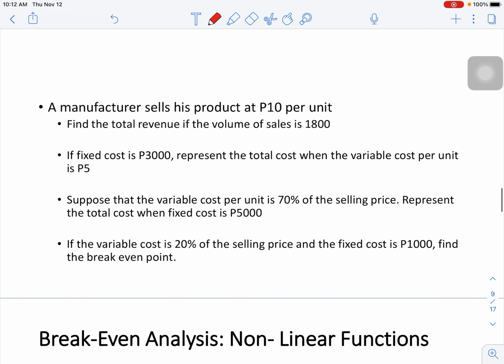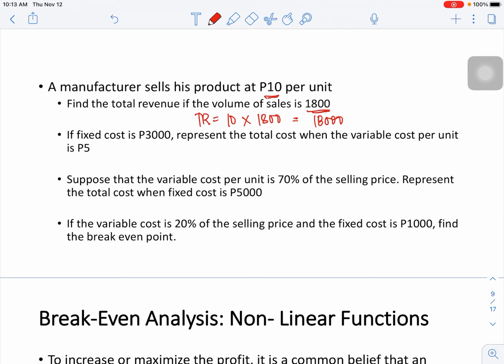Next, another example. A manufacturer sells his product at 10 pesos per unit. Let us find the total revenue if the volume of sales is 1,800. The selling price is 10 pesos per unit, and the sales volume is 1,800. We all know that TR is equal to the selling price times the number of units sold. So the selling price is 10 times the sales volume of 1,800. So TR is equal to 18,000.